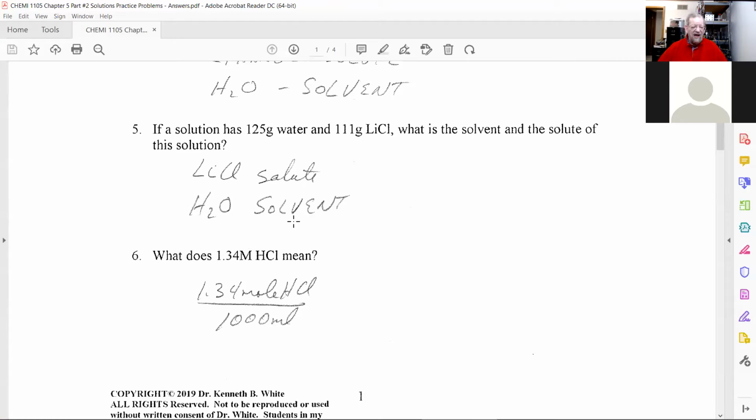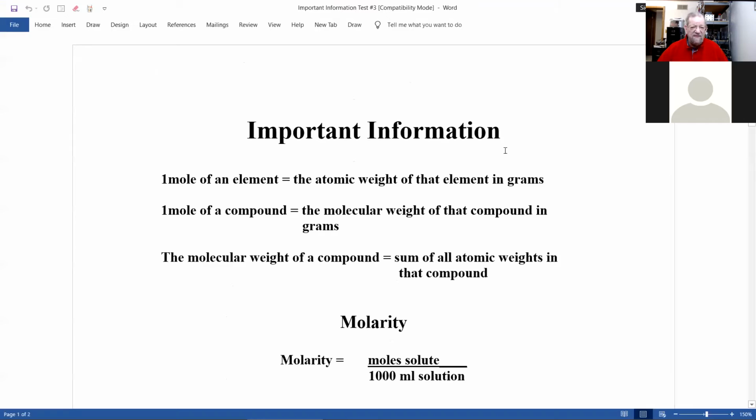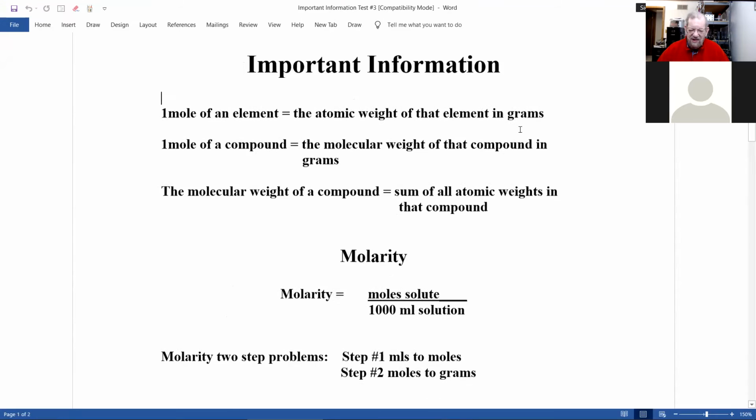All right, next we have problem 6. What is 1.34 capital M HCl mean? Well, let me remind you that you should look at important information, test number 3, which will be in the lecture section of Blackboard.